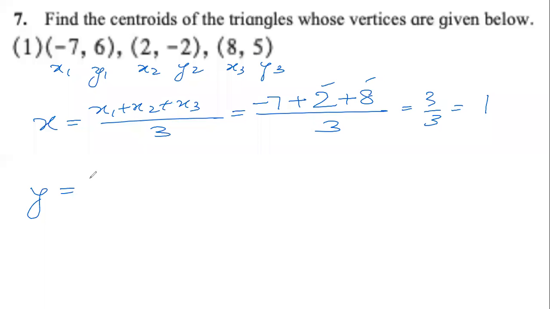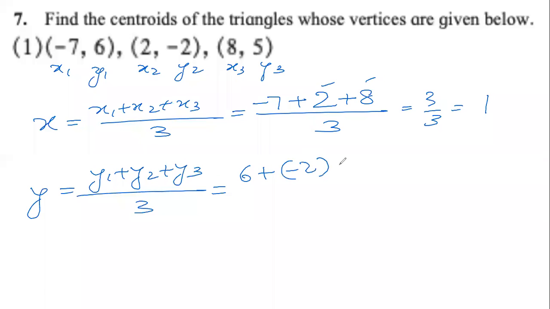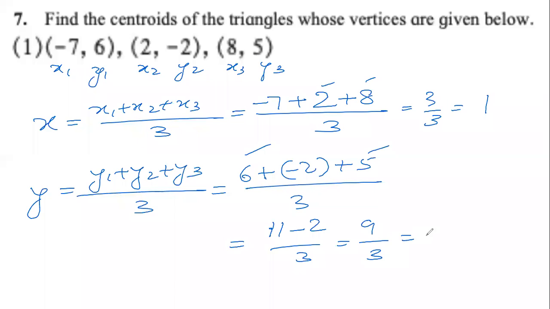Similarly, y1 plus y2 plus y3 by 3. 6, plus minus 2, minus 2, plus 5, plus 5, upon 3. So 6 plus 5 is 11. Plus into minus is minus 2 by 3. 11 minus 2 is 9 by 3. 9 divided by 3 is 3. So the coordinates of the centroid are 1, 3. How easy?